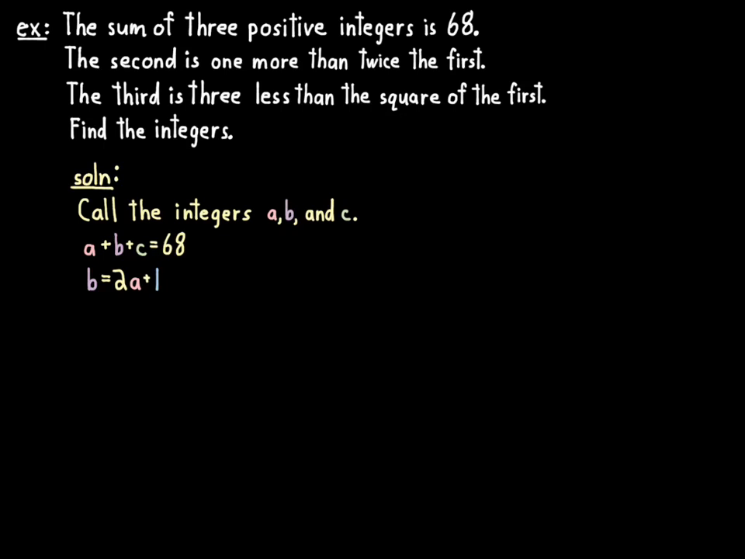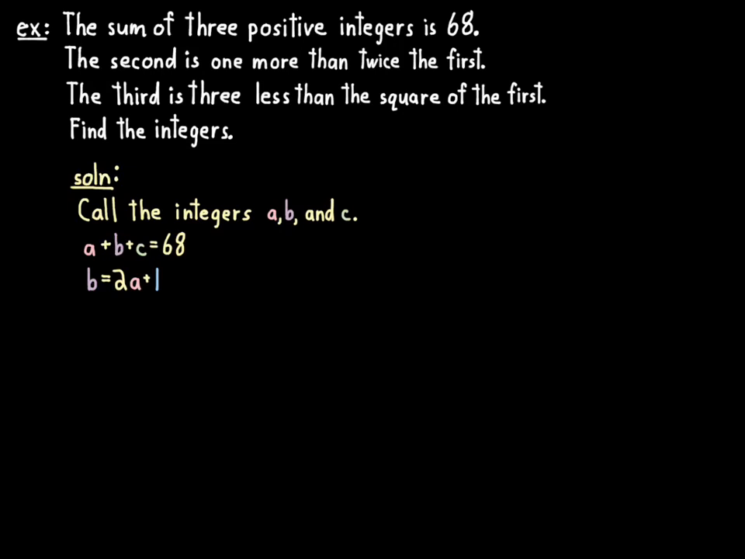Anyway, so the first line, the sum of the three positive integers is, now whether they're positive or not, you deal with that later. When you come up with an answer, if it's negative, you have to toss it out. That's all that's for, okay? So the sum of three positive integers is 68. So A plus B plus C is 68.